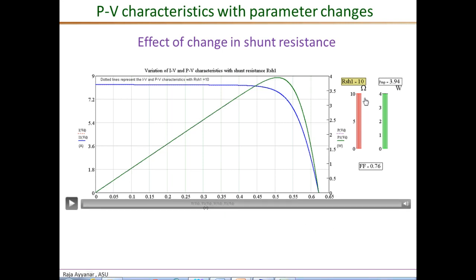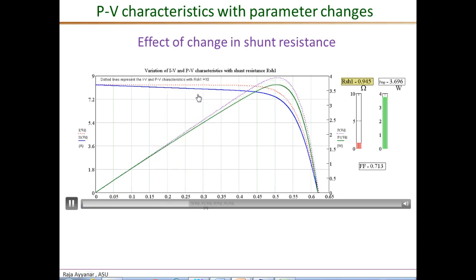Okay, so the value of the actual shunt resistance in the animation is shown here as well as in this bar chart, and the maximum power corresponding to each of those shunt resistance values is shown in this box as well as in this bar chart. Okay. And the fill factor again for each of the shunt resistance values is shown here. Okay. So let me run the animation.